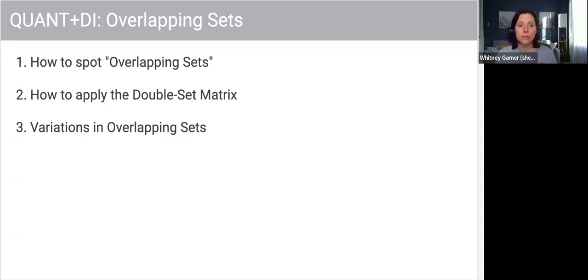But what I'd like for us to really focus on is I want you to be able to do two things by the end of tonight's class. I'd like for you to be able to spot what I'm going to call overlapping sets. And I'd like for you to be able to apply a double set matrix to the majority of those problems. We will look at some variations in overlapping sets before we go, but these are the two big things I want you to be able to do: spot them. So how do I recognize that I can use an overlapping sets concept or construct? And then once I'm there, how will I then apply a double set matrix?